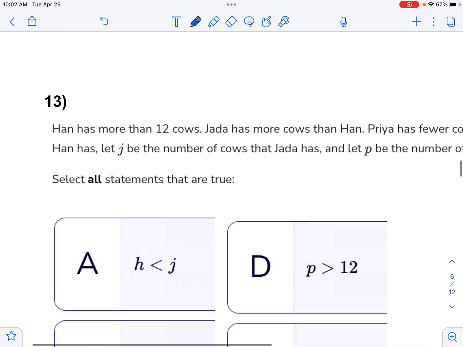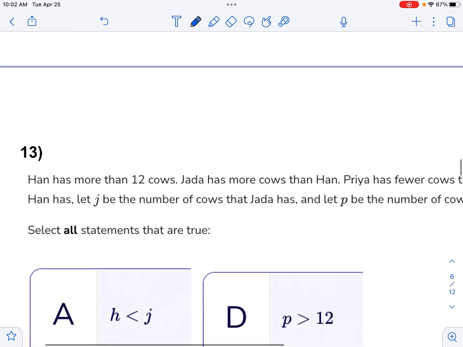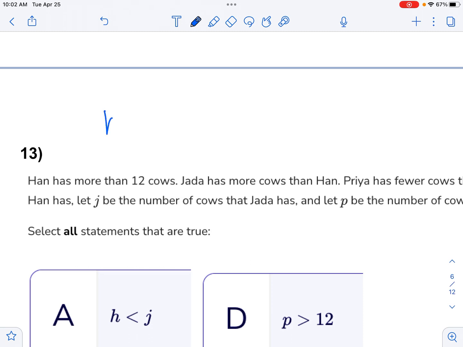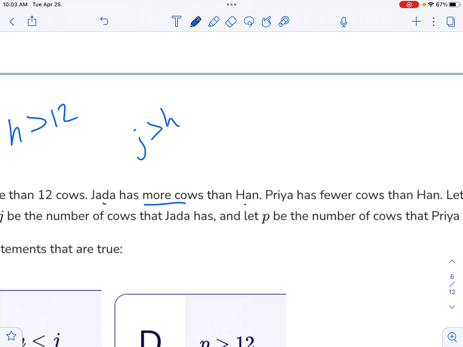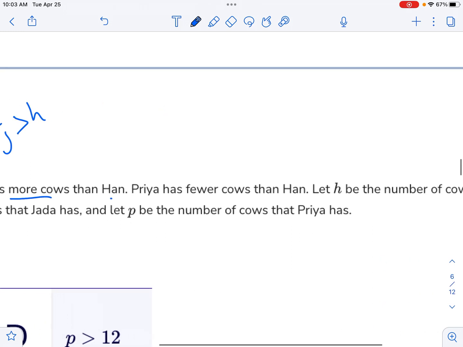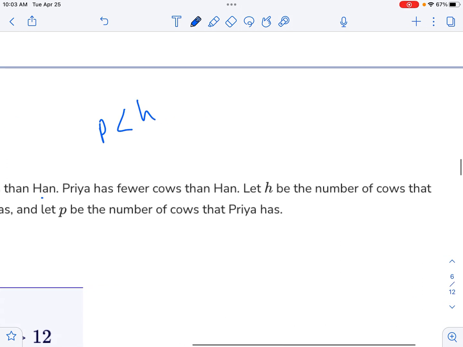Let's see what happens. So Han has more than 12 cows. Of course he does. So Han has greater than 12 cows. Jada has more cows than Han, so Jada has more than Han. I'm just writing down what I see. Jada has more than Han, okay. Priya has fewer than Han, okay.